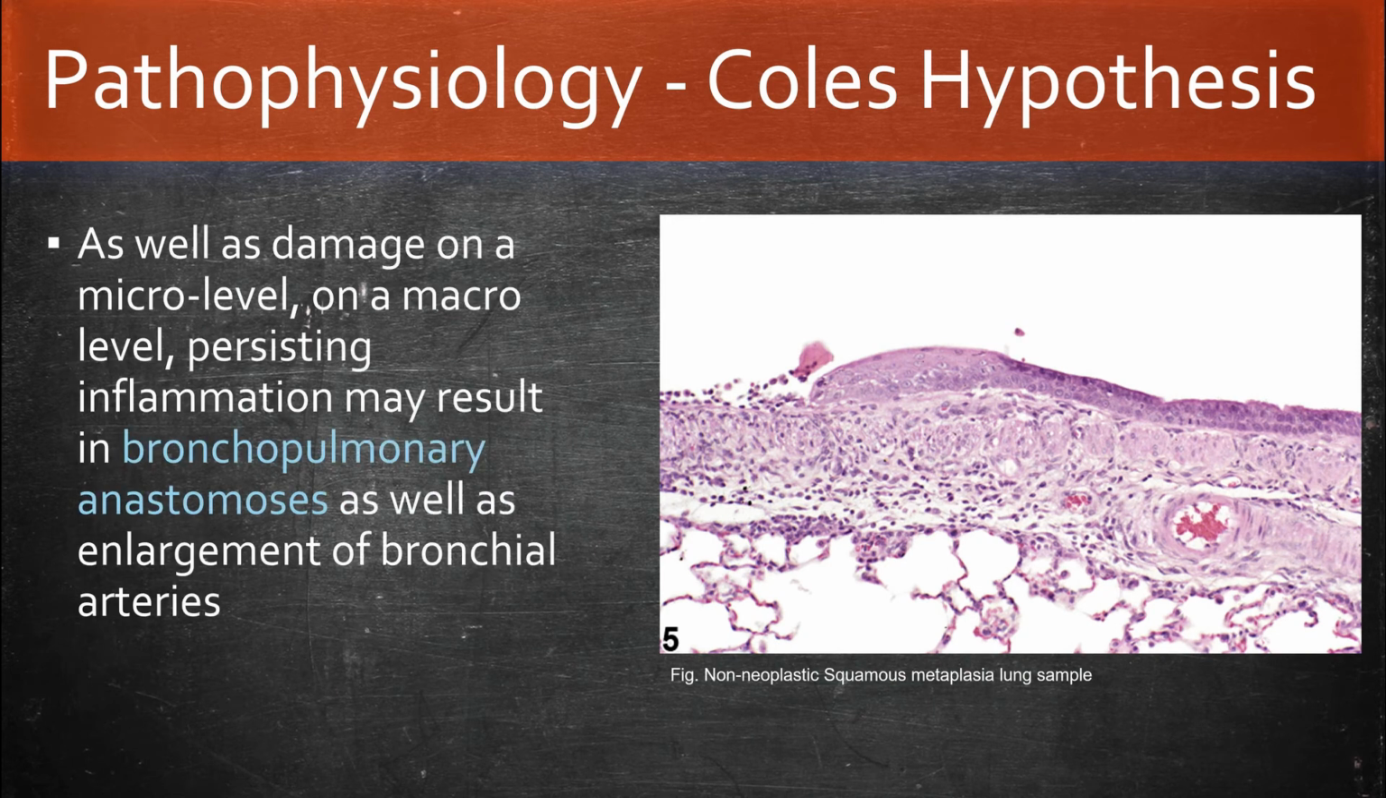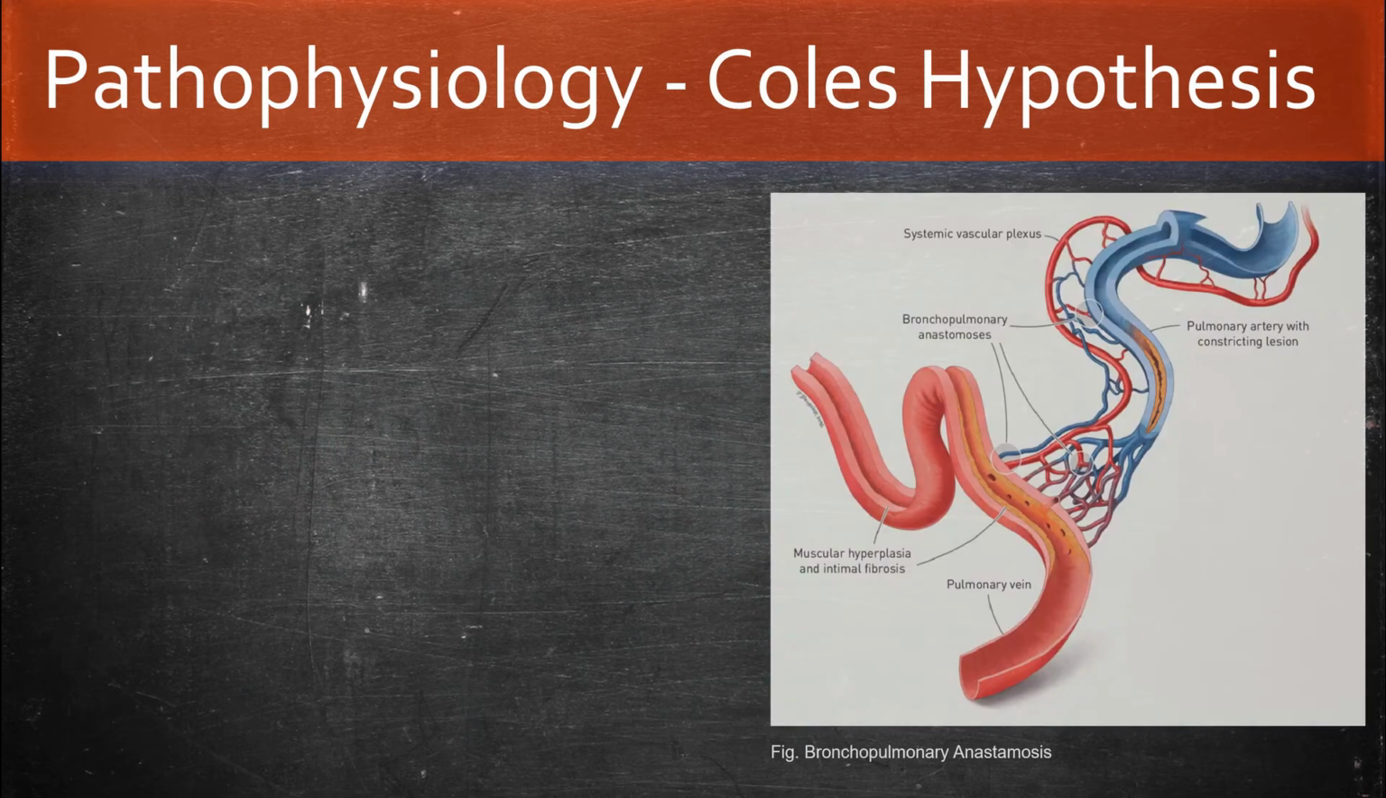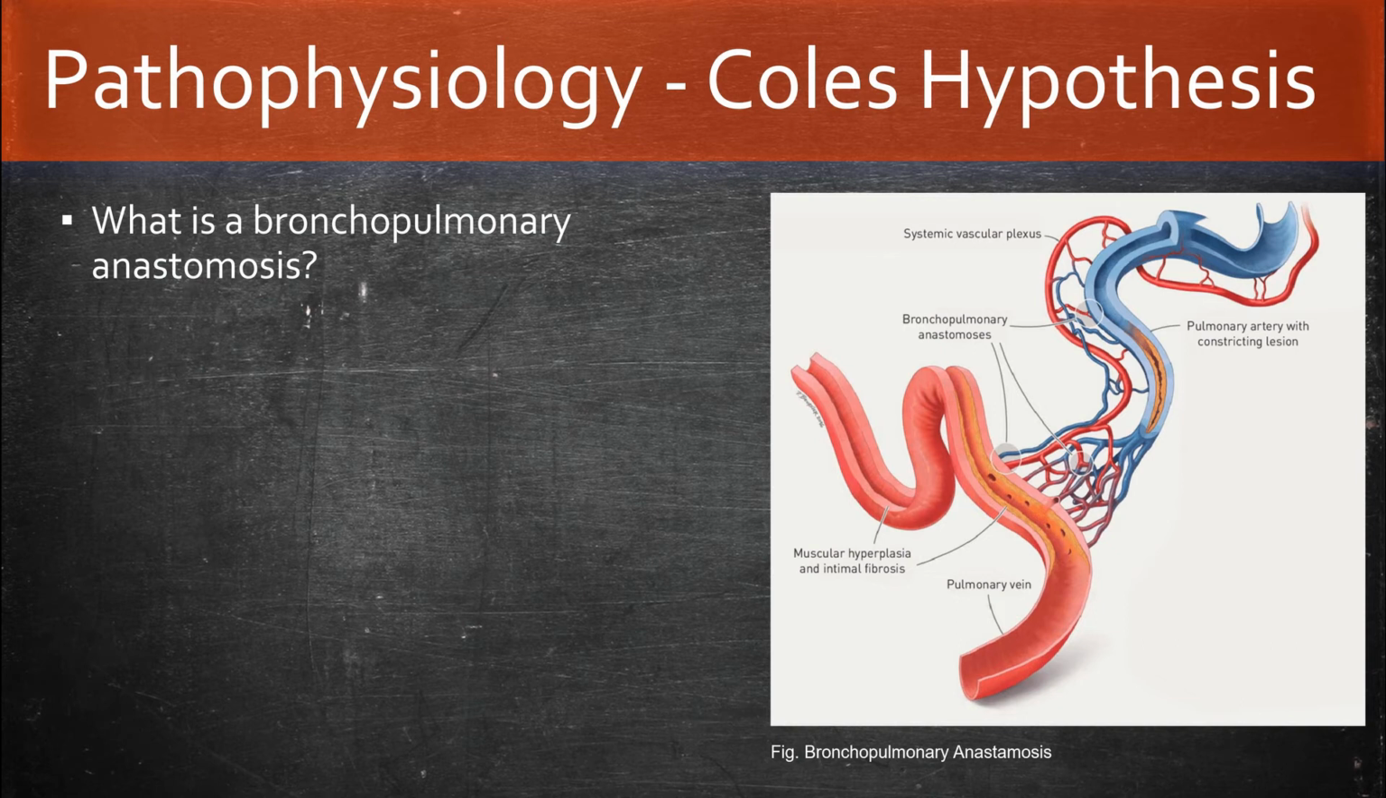As well as damage on a micro level, on a macro level, persisting inflammation may result in the development of what we call bronchopulmonary anastomosis. To explain this, we have to be familiar with the arterial supply of the lung, which is split into two systems. The first system are the pulmonary arteries, which supply the terminal air spaces, and the bronchial arteries, which supply the bronchi and its adnexa.